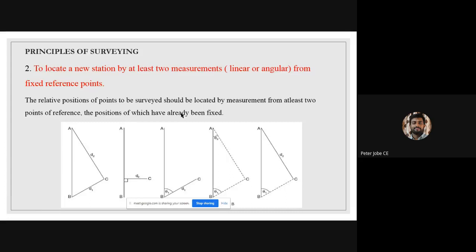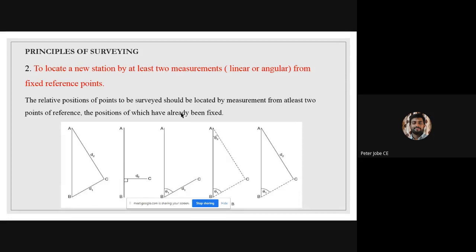Are you sure? Okay, so that's the second measurement. You cannot properly mark the corner points with just one measurement. If you're just talking about length alone, you can't mark that corner point. You need an angle too, right? So that's the second principle. Whenever you want to mark any point with respect to something, we need at least two measurements. It can be two lengths, one length and one angle, or two angles.